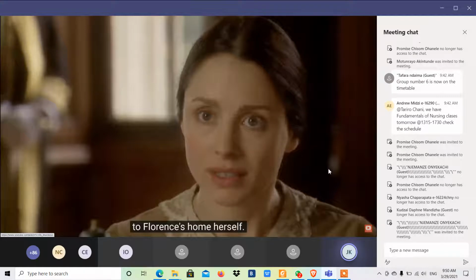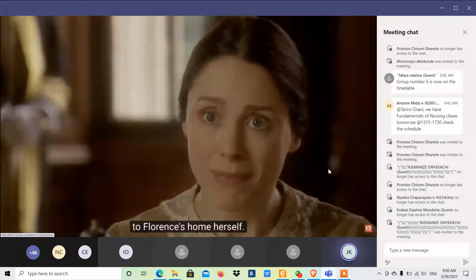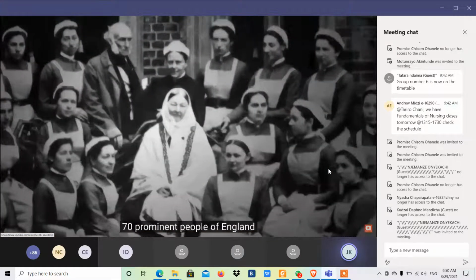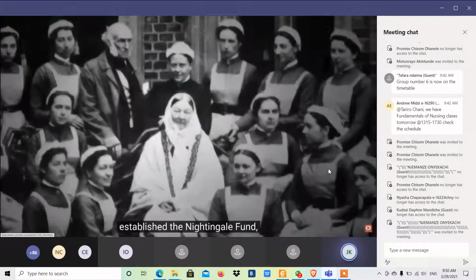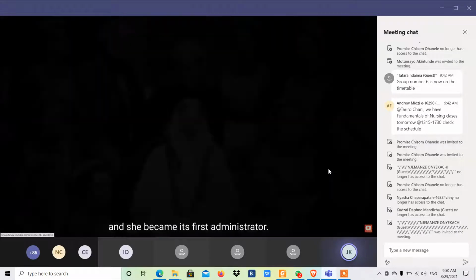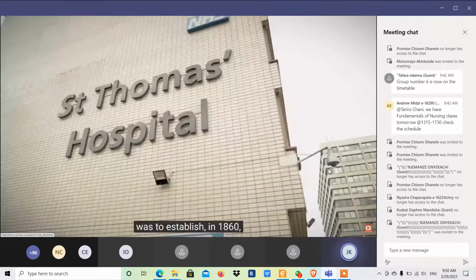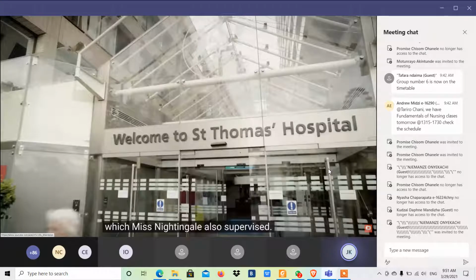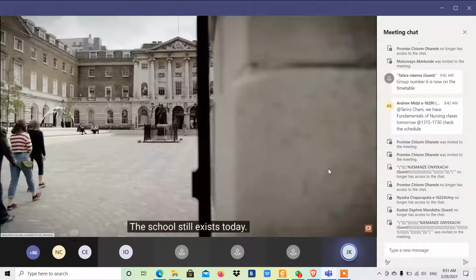In gratitude to Miss Nightingale for her work in Crimea, 70 prominent people of England established the Nightingale Fund, and she became its first administrator. One of the first things the fund did was to establish in 1860 a school for nurses at St Thomas's Hospital, which Miss Nightingale also supervised. The school still exists today. It's called the Florence Nightingale School of Nursing and Midwifery, and it's part of King's College, London.